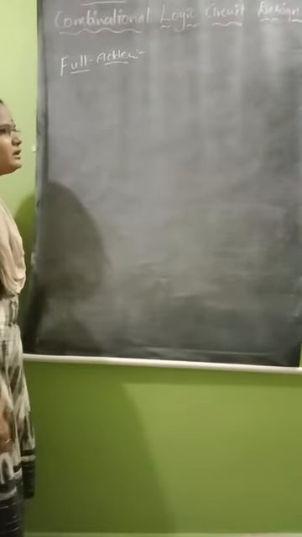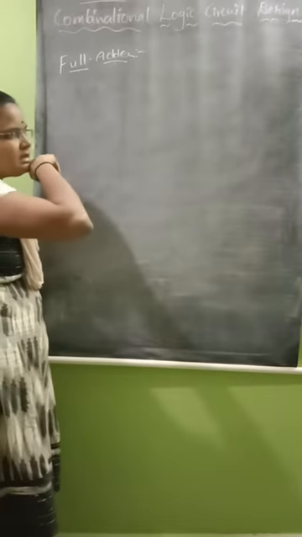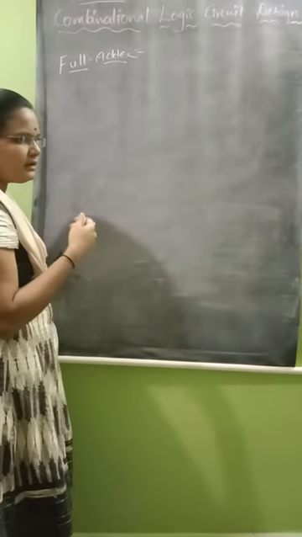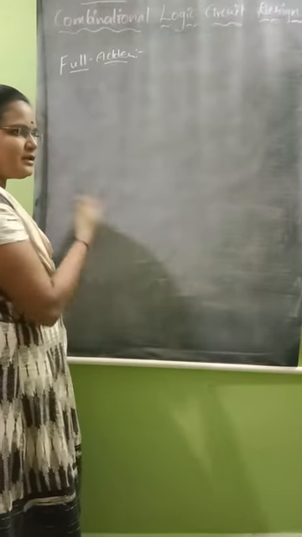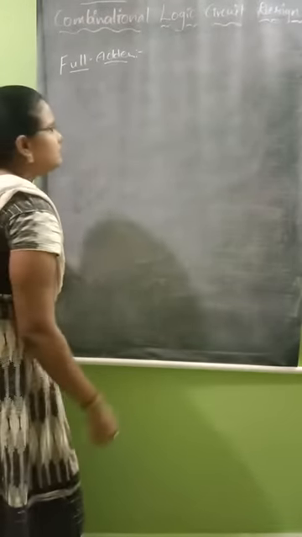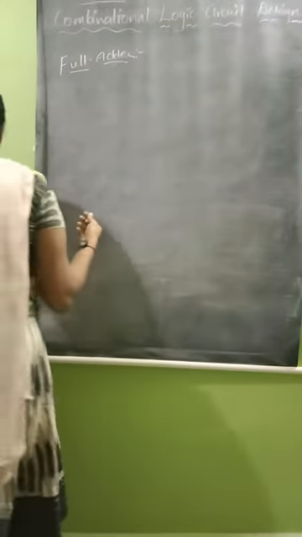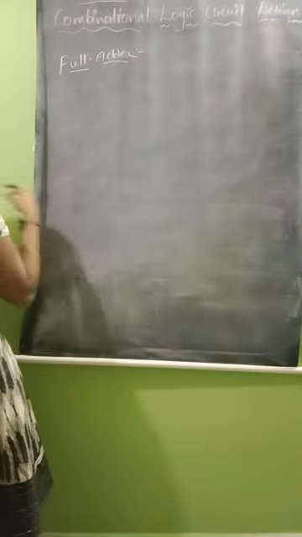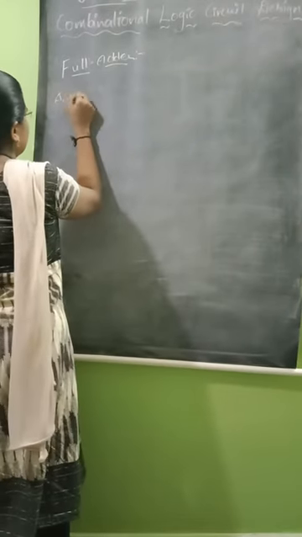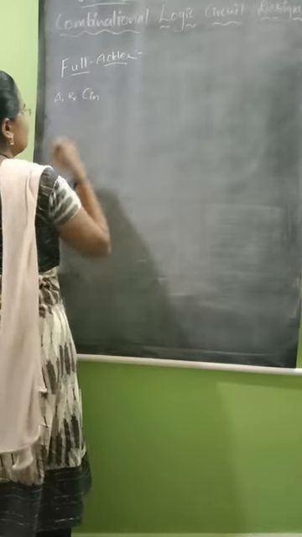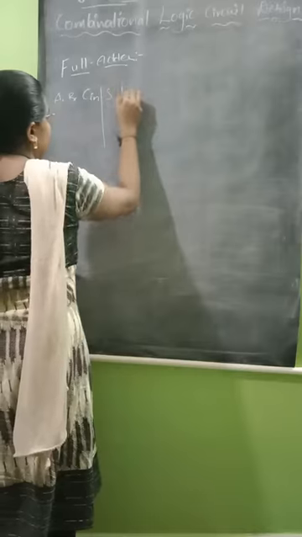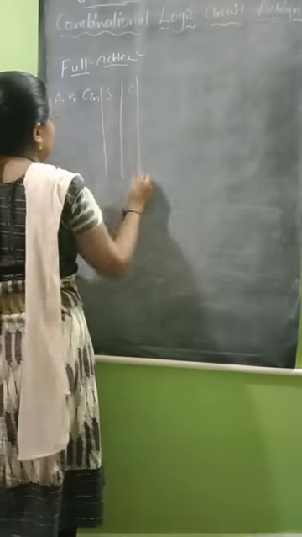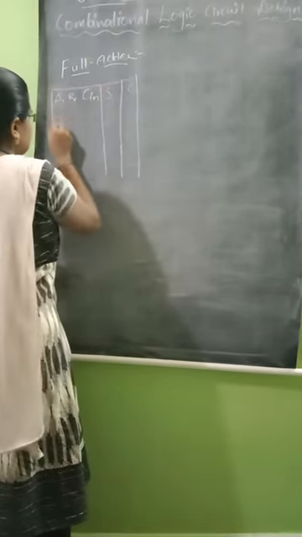In this full adder, the inputs are A, B, and the carry from the previous column. So the three inputs are A, B, and C. These are the three inputs in a full adder. The outputs are sum and carry.